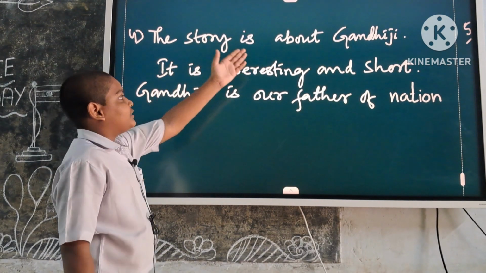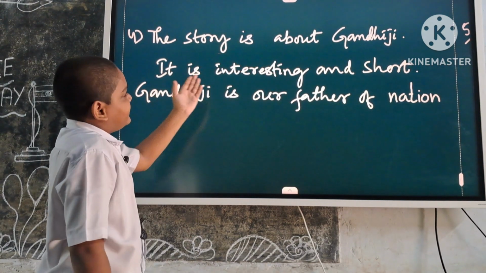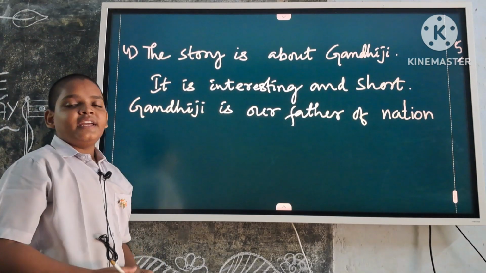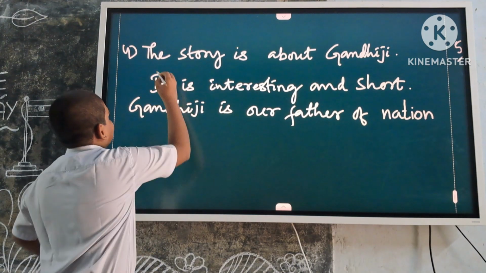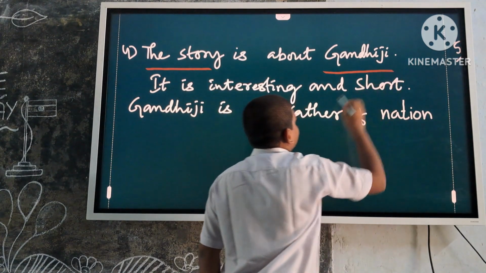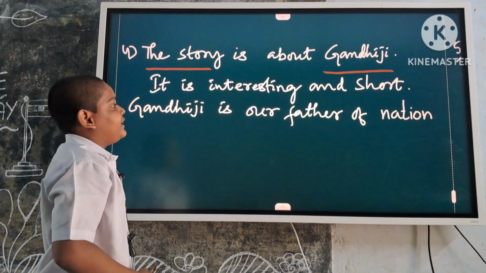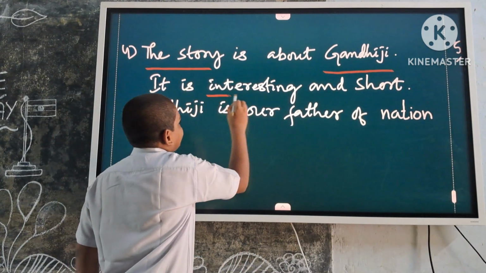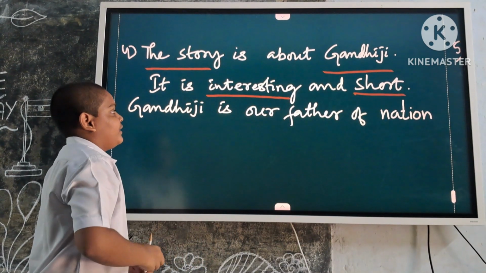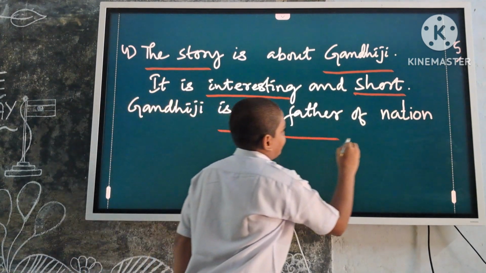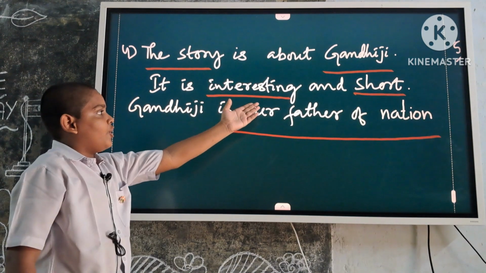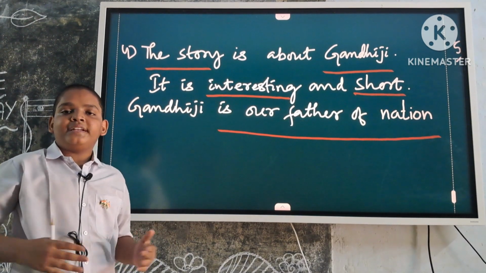Example 4. The story is about Gandhiji. It is interesting and short. Gandhiji is our father of nation. Here the noun phrases are the story and Gandhiji. The story related noun modifiers are interesting and short. Gandhiji related noun modifier is our father of nation. Now join these noun phrases with these noun modifiers. We get the bigger noun phrases.